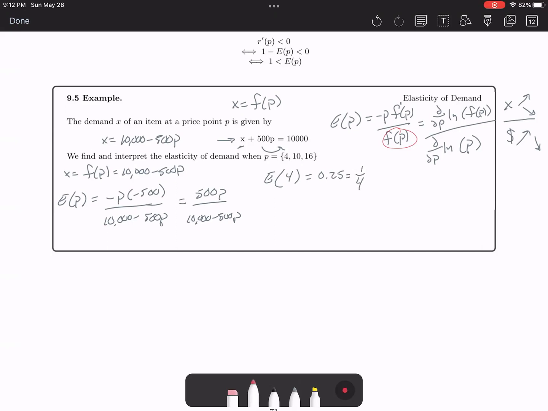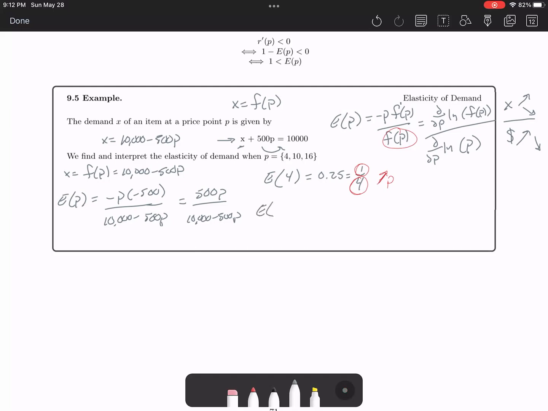So this tells us that if price changes by 4 percentage points, then demand is going to decrease by 1 percentage point. So our conclusion here would be we're going to increase price, and relative to the increase in price, demand really isn't going to drop that much. So we should probably increase the price. That's going to return more revenue.